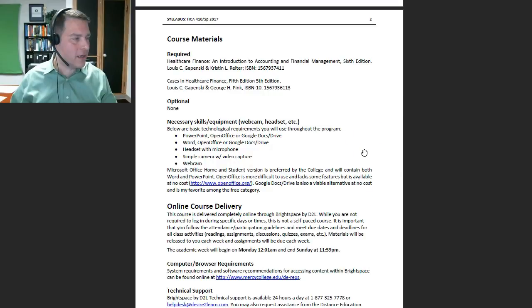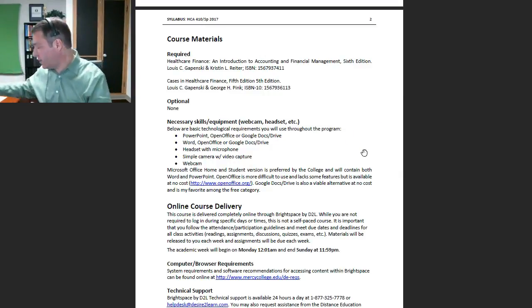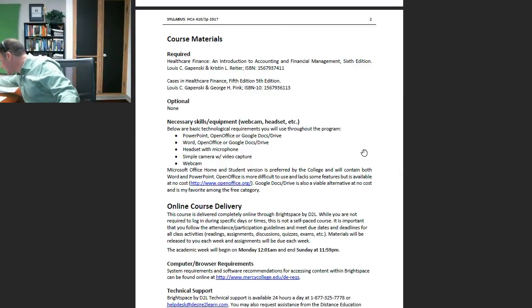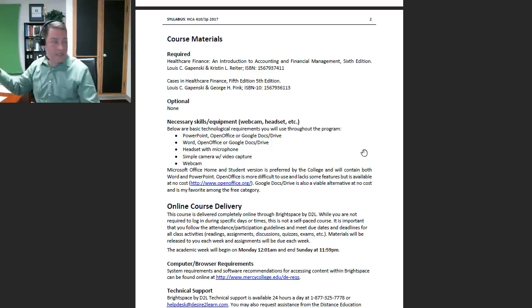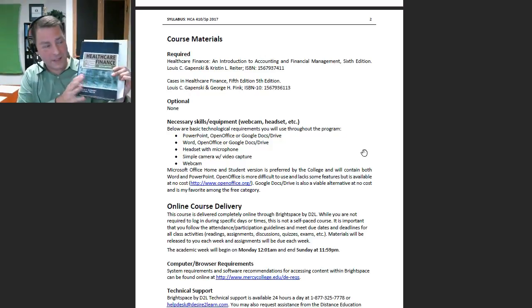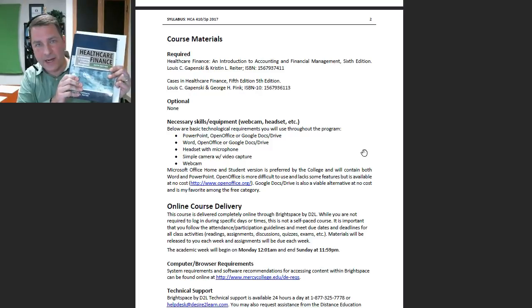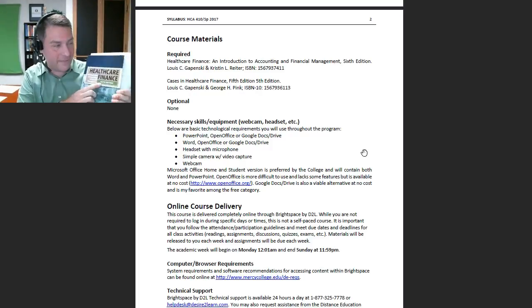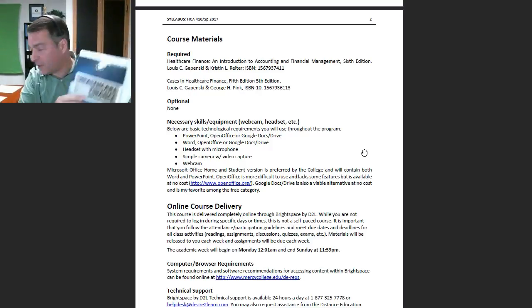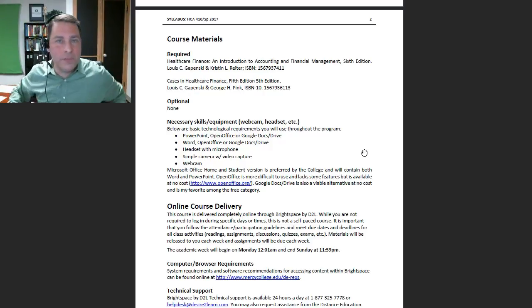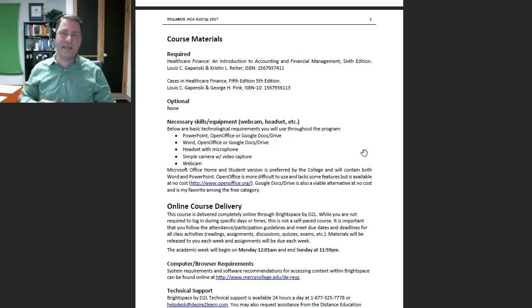Textbooks required. All right, the great textbook. Okay, I know you guys love this textbook. I'm reaching over here for it. All right, so we've got this Gapenski's Healthcare Finance. Hopefully you have that, and hopefully you have the sixth edition. Make sure you have that one. Also, we'll be pulling a couple case studies out of the case study companion book that goes with that. So hopefully you have the case study book.